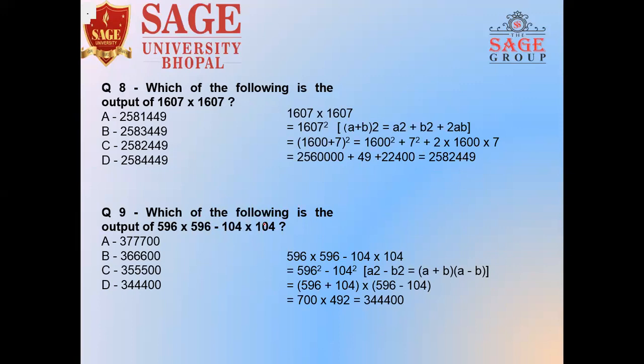Question number 9, which of the following is the output of 596 into 596 minus 104 into 104? Here the expression is similar to a square minus b square. So its expanded form is (a plus b) into (a minus b). By solving a plus b into a minus b, we find the answer.